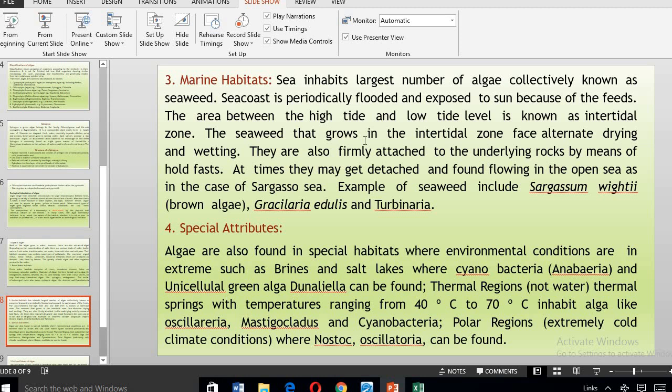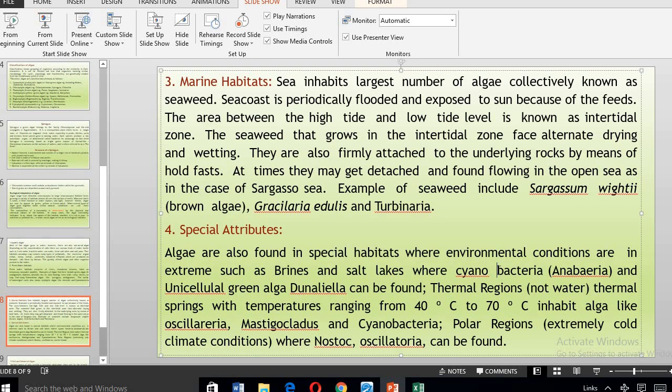We can also categorize the habitats of algae as special habitats. That's an area where the habitat exhibits special environmental conditions. Like you can have areas where we have extreme salts, such as the brines and the salt lakes, and this is where you will find cyanobacteria or Anabaena, and you'll find also unicellular green algae living in such areas where there are brines.